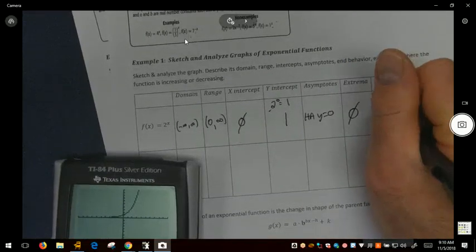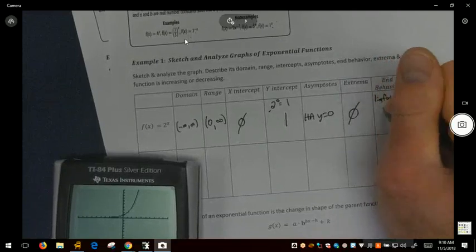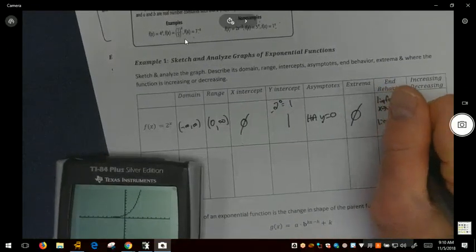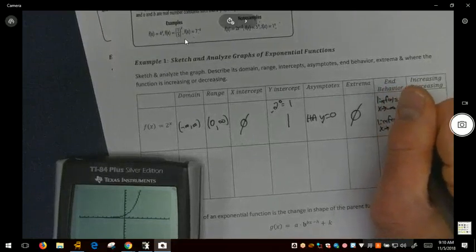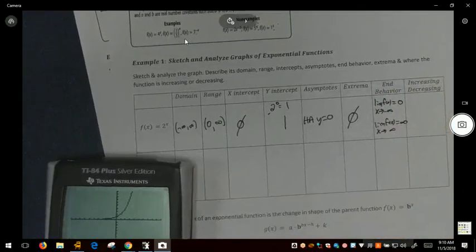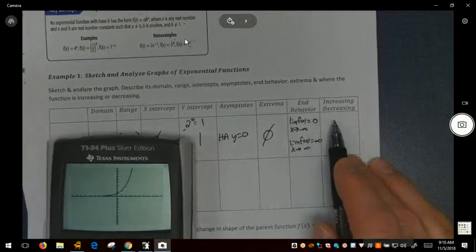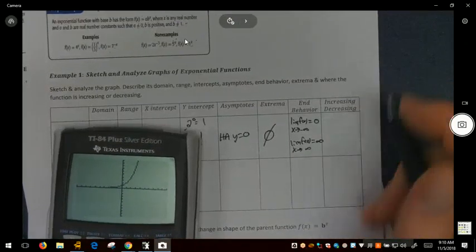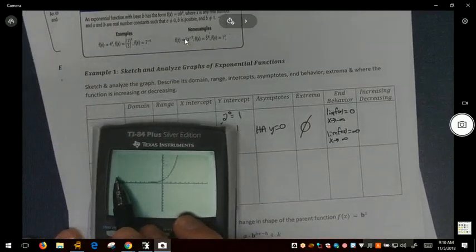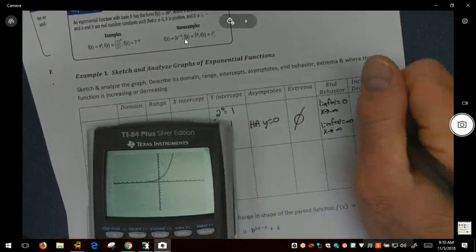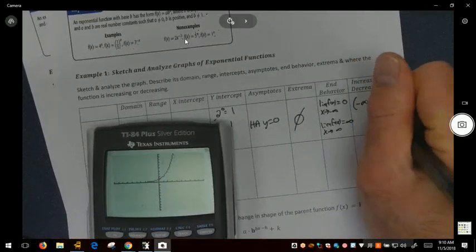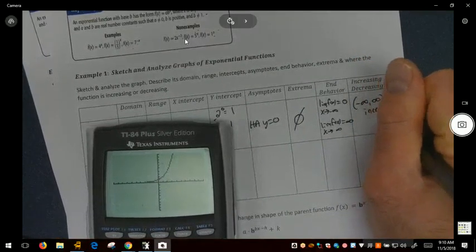That's why this is getting infinitely closer to 0 on the left-hand side. There are no extrema, and the end behavior is that the limit of f of x, as we go to the left, gets closer and closer to 0. As I go to the right, there is no limit on the end behavior. It grows infinitely in a positive direction. And for the parts of the domain where the function is increasing or decreasing, if you put your little dude right here, he's walking from left to right. He's constantly walking uphill. Negative infinity to positive infinity, increasing.